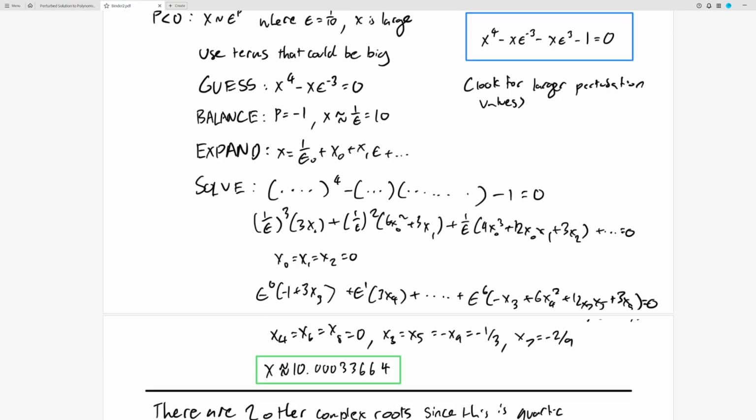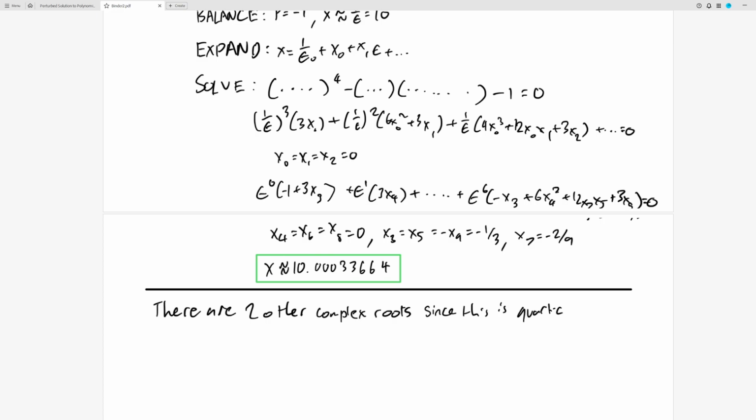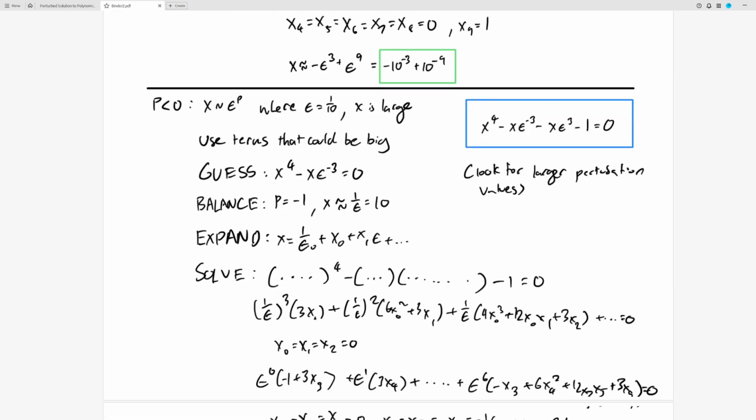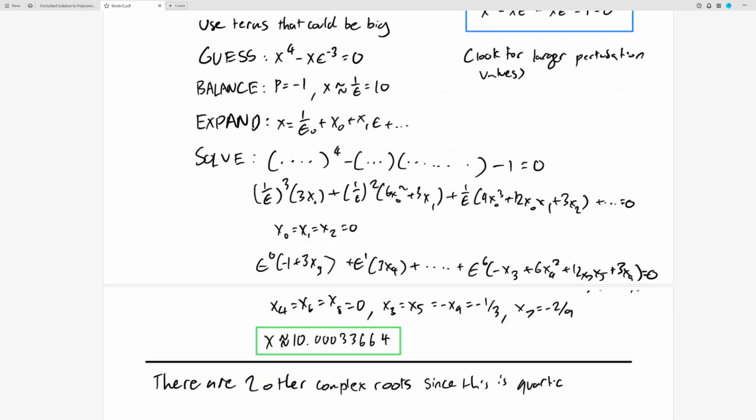And after this, you'll be getting a similar set of equations, and you're going to see that x4 equals x6 equals x8 equals 0. So all of these are going to be set to 0. However, x3 equals x5 equals negative 1/3, and negative x9 equals negative 1/3, so x9 equals 1/3, and x7 equals negative 2/9.